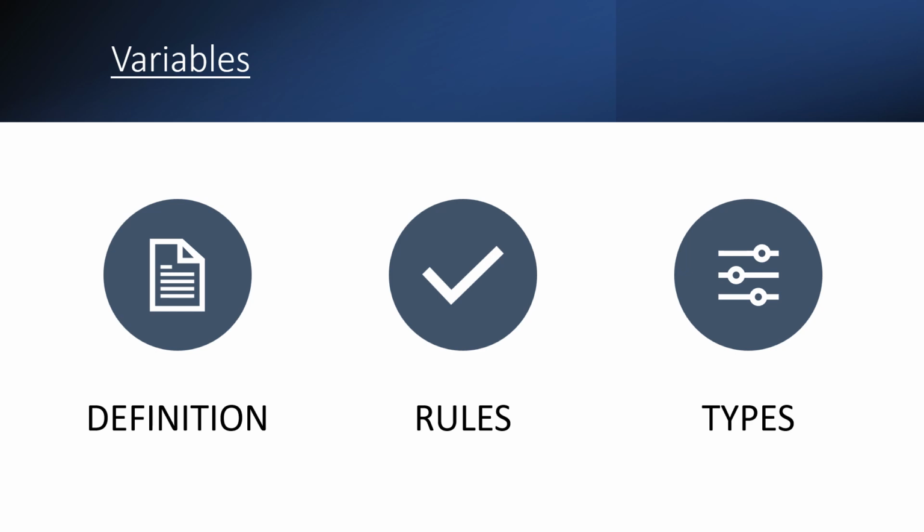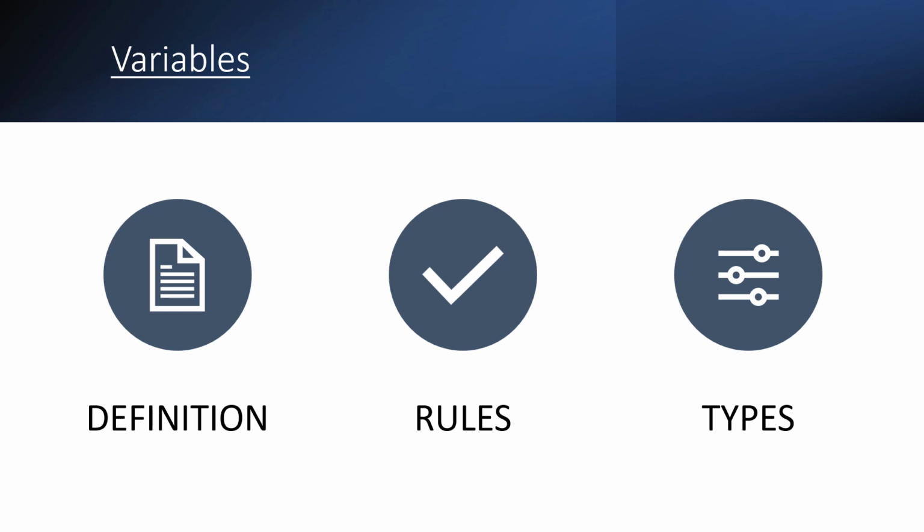Now, what are the rules for defining a variable? The first rule is that the variable name can have one or more letters, digits, or underscores. White spaces, punctuation symbols and other characters are not permitted in a variable name. The third rule is that a variable name must begin with a letter. And underscore also counts as a letter.